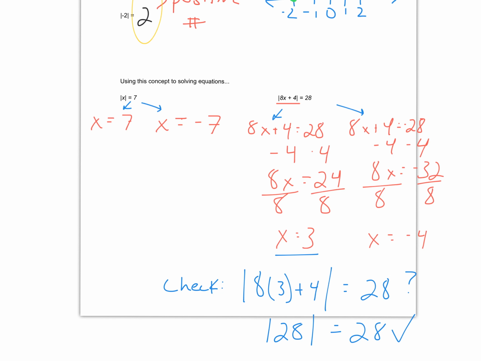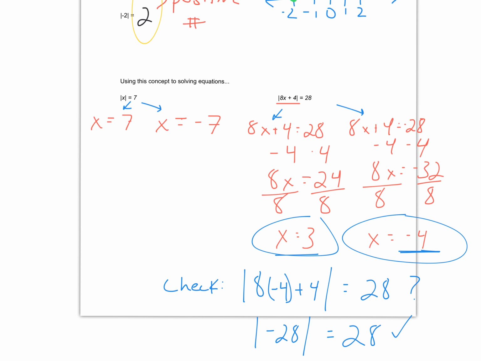I'm going to go ahead and erase that 3. And now I'm going to put in negative 4. So now I'm going to check if negative 4 works in our original equation. Does that give me a true statement? Well, 8 times negative 4 is negative 32. Negative 32 plus that additional 4 is negative 28. And of course, the absolute value of negative 28 is positive 28. So we know both of these are the correct solutions.